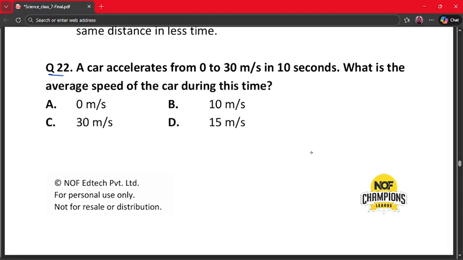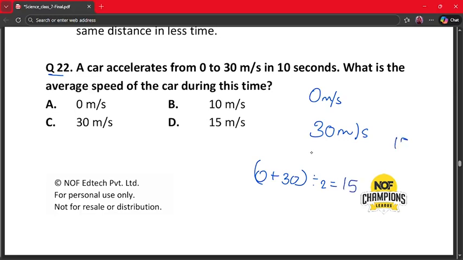So initial speed is 0 meters per second. Final speed is 30 meters per second. Average speed is the mean of the two, that is 0 plus 30 divided by 2, which is equal to 15. So our correct answer is 15 meters per second, which is option D.